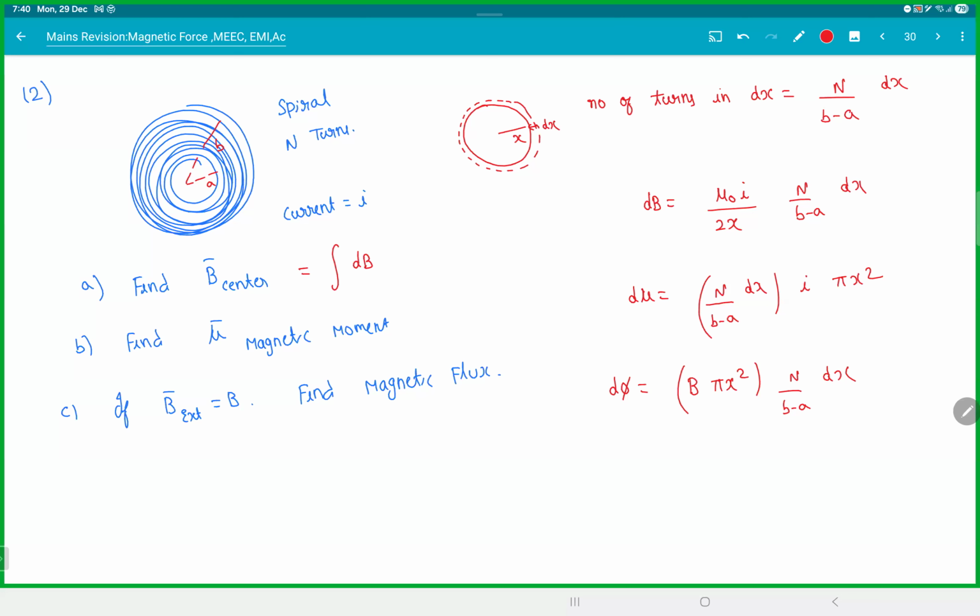Clear with this? So this is the magnetic field due to the ring. This is the magnetic moment. This is the flux in the ring. So in that ring, there are this many turns. Clear with this? That's how you introduce the dx term in the integration. And once you integrate this, you'll get the answers.